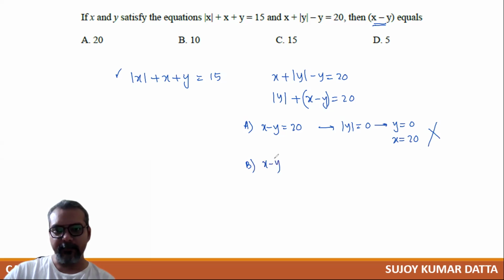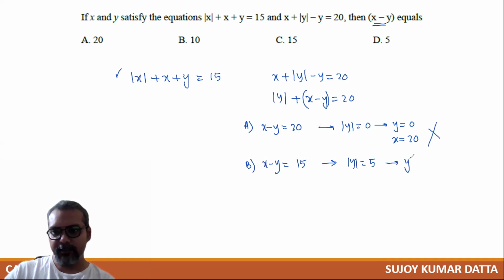If I next take x minus y to be 10, most likely this will also not work out because we need to get a 5 there, right? And if you work with multiples of 10, then most likely you are not going to get that. So skipping that, let's go to 15 and work it out. So x minus y is 15. So from here, mod of y becomes 5.